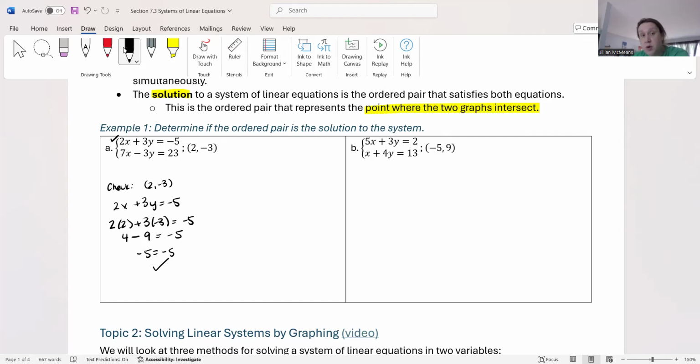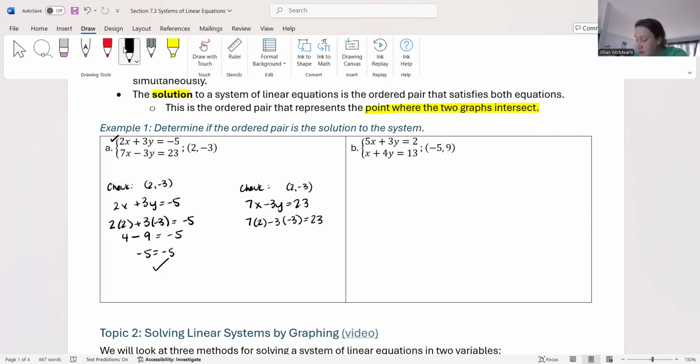But for this ordered pair, 2, -3, to be the actual solution to the system, it has to also satisfy the second equation. So we're going to check 2, -3 again, but we're going to check it against 7x minus 3y equals 23. So anywhere we see an x, we're going to replace it with a 2. Anywhere we see a y, we're going to replace it with a -3. So we get 7 times 2 minus 3 times -3. We want to know if that equals 23.